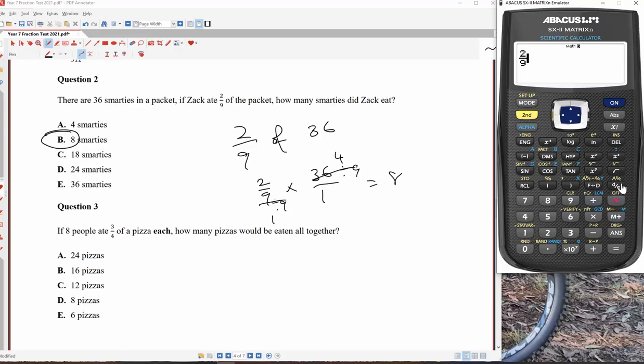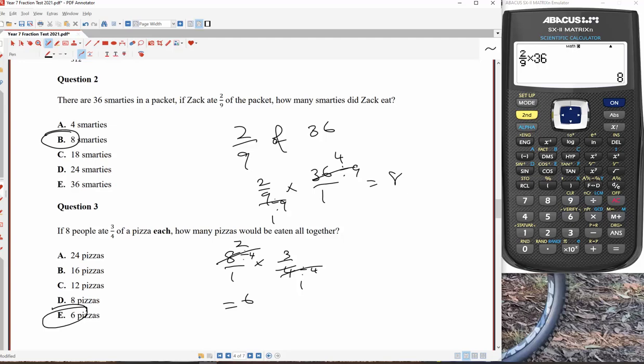Two over 9. Where's the times button? Eight. Okay, 8 people ate 3/4 of a pizza each. How many pizzas would be eaten? That's 8 over 1 times 3 over 4. So that's 8 lots of 3/4. That's once, twice, 6. 6 pizzas.